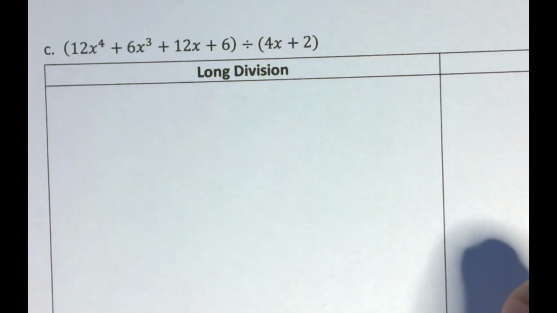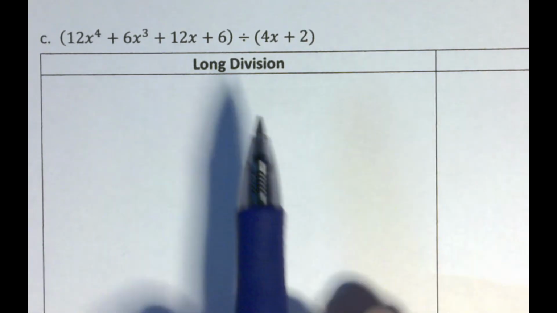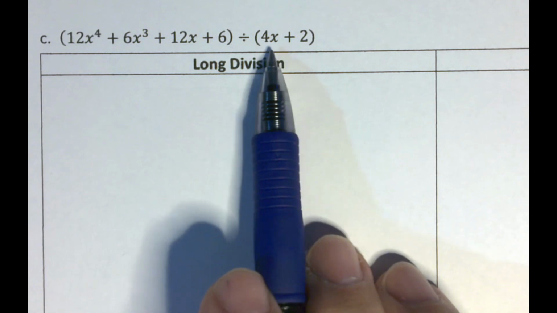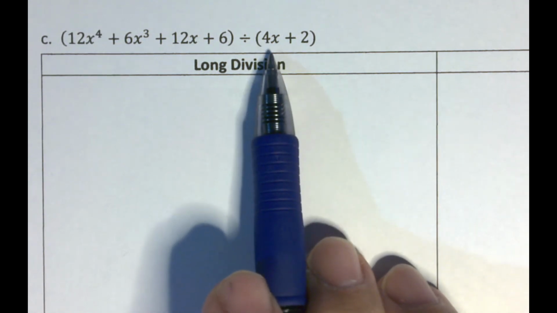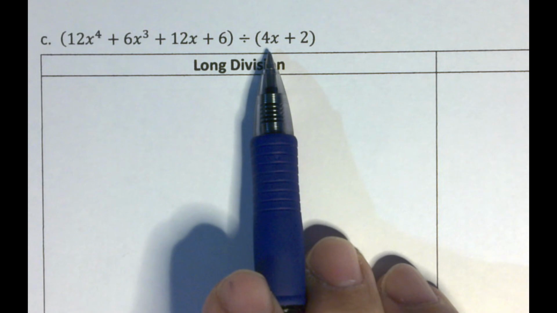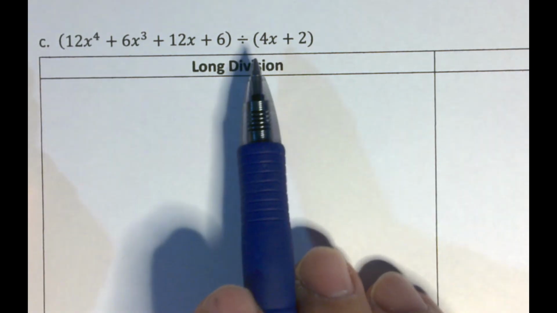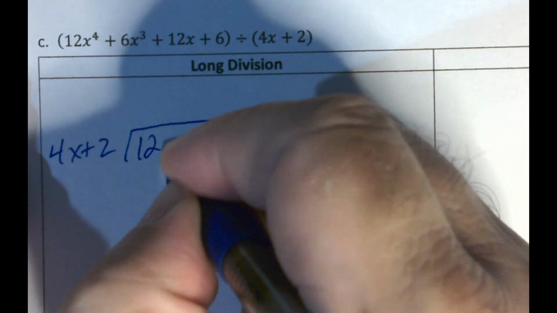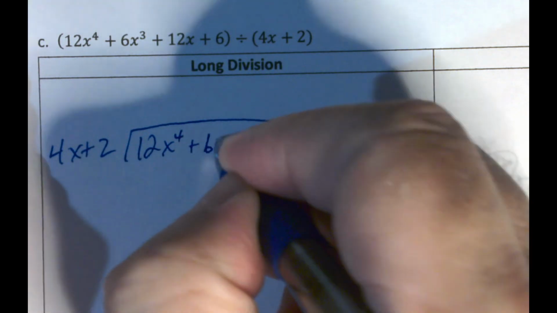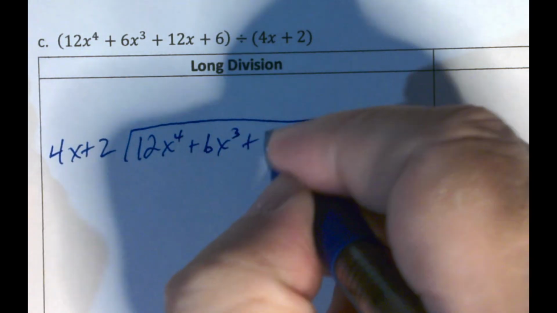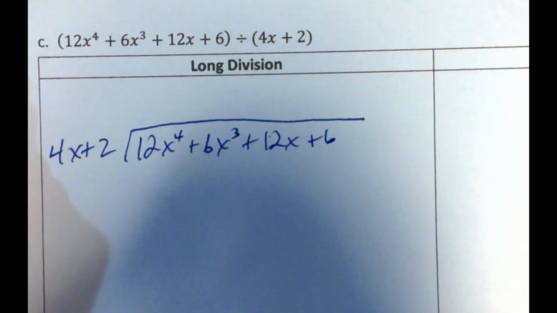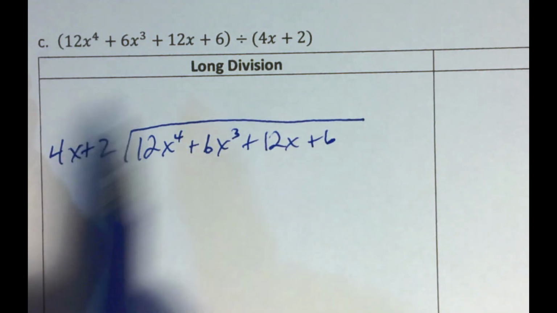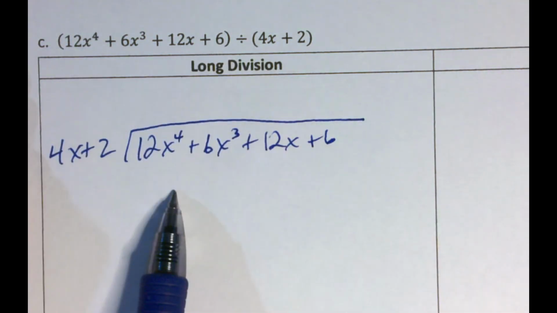Let's do example C. All right, the difference between example B and example C is there is a leading coefficient on the divisor, okay? That's going to make things a little more interesting, but it's not that different. All right, so let's copy the problem. So it's 4x plus 2 divided into 12x to the fourth plus 6x cubed plus 12x plus 6. All I did was copy the 4x plus 2 and copy the dividend.